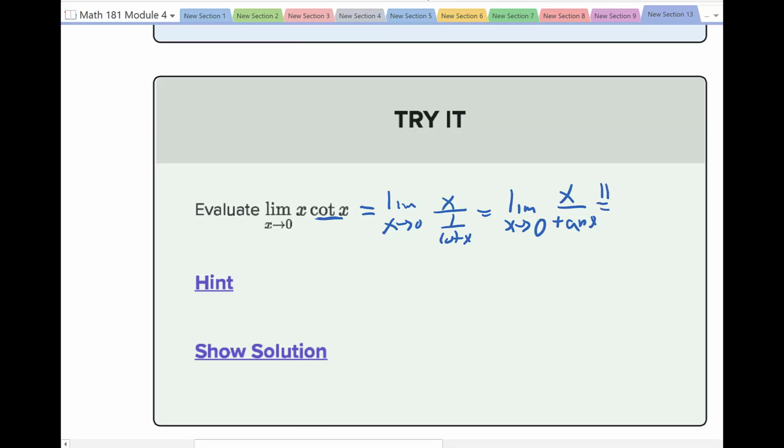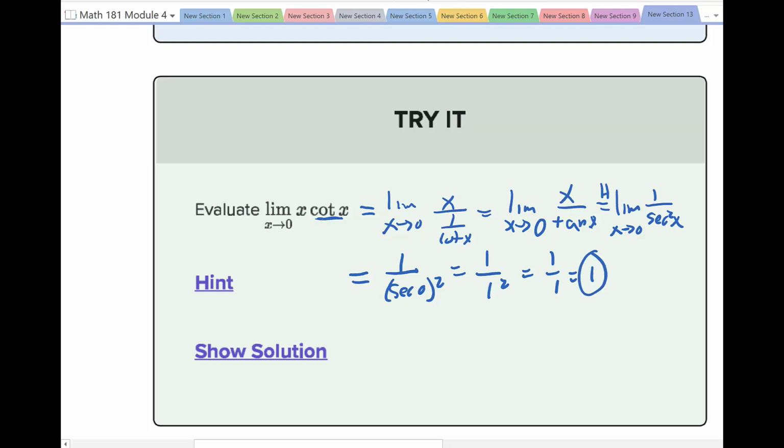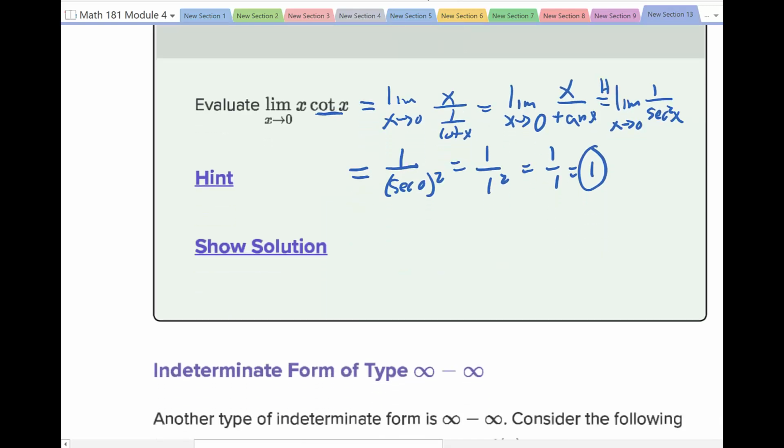If we take L'Hopital's rule and apply it, we have the limit as x goes to 0 of 1 over secant squared x. If we apply the 0 now, we don't have an indeterminate form, so it's going to be 1 over secant of 0 quantity squared. So it's 1 over 1 squared, 1 over 1, which is 1.